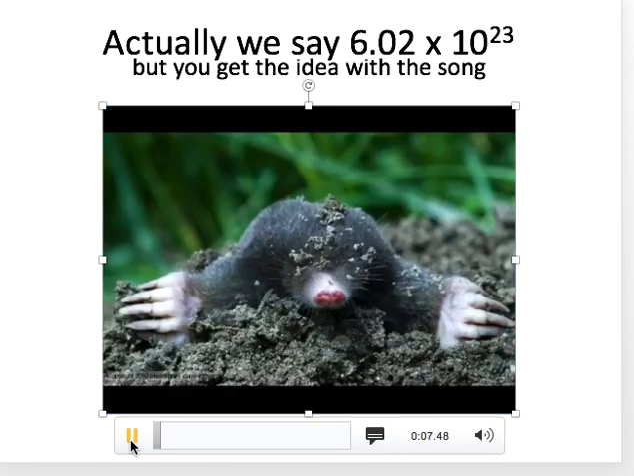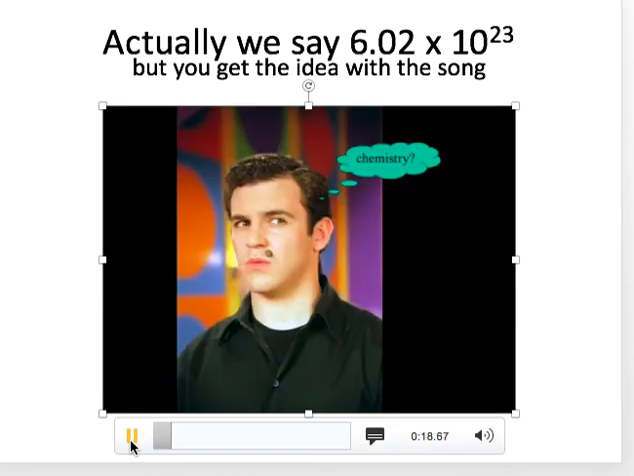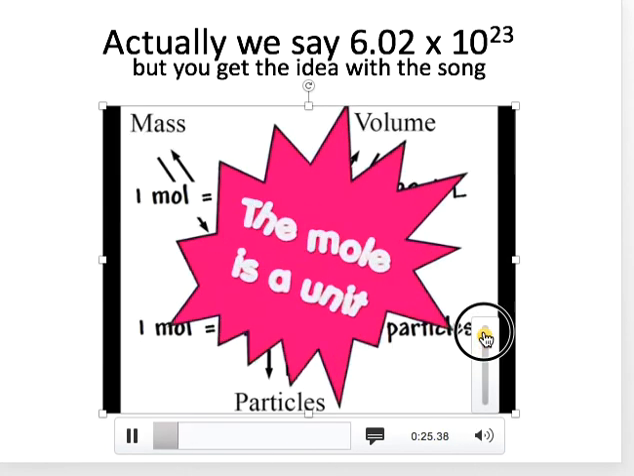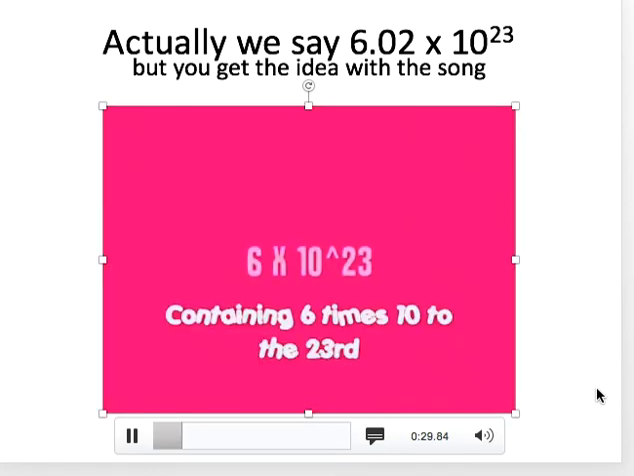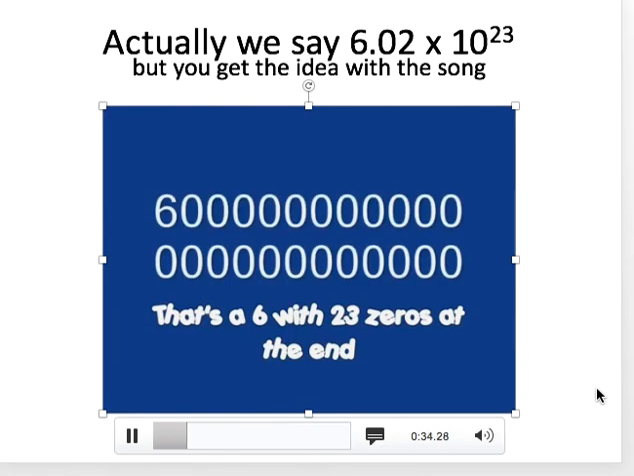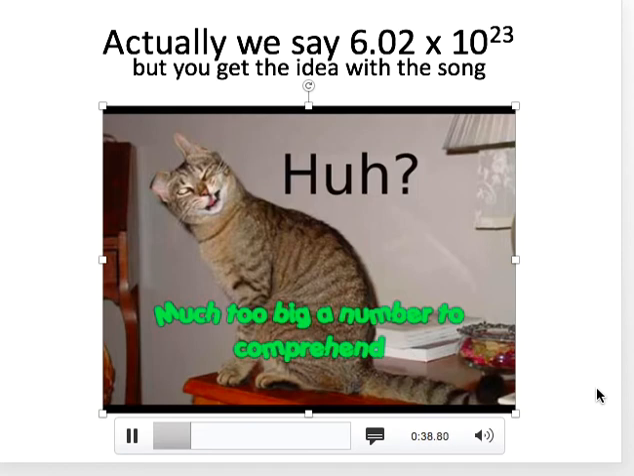Mole is an animal that burrows in the ground, or a spot on your chin that you gotta shave around. But there's another kind of mole of interest to me. That's the kind of mole they use in chemistry. A mole is a unit, or have you heard, containing 6 times 10 to the 23rd. That's a 6 with 23 zeros at the end. Much too big a number to comprehend.